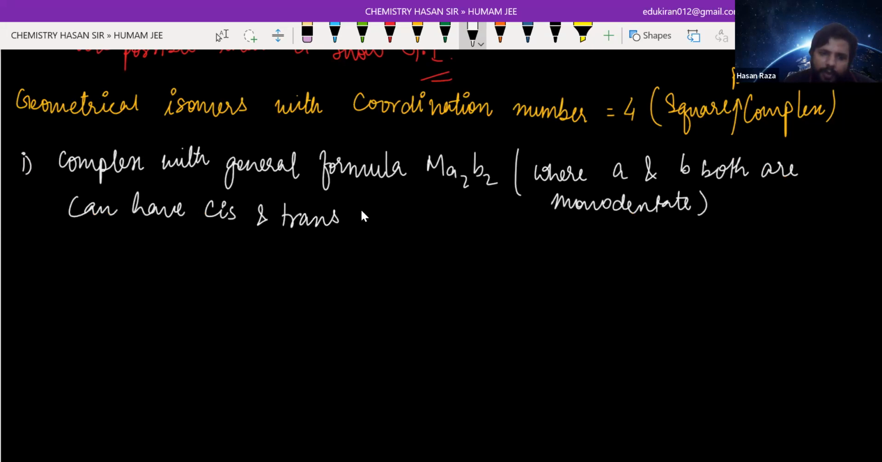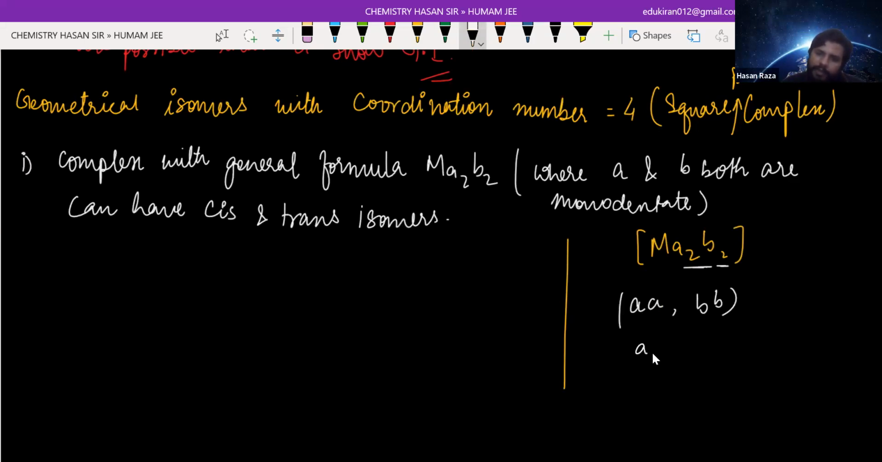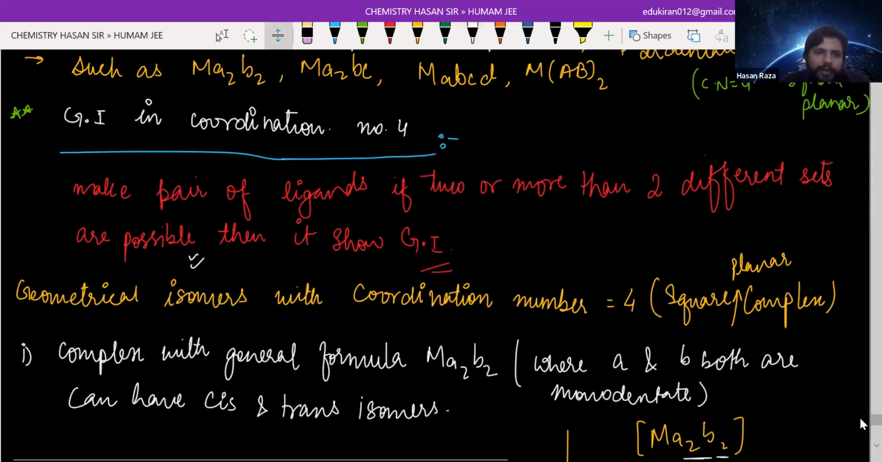Cis and trans isomers. Now, whenever this type of question comes, what you need to do: you can see here that it is Ma2B2. This is the complex compound. There are four ligands, so you are going to make pairs of them. AA I can write, and this is your BB. And here it is AB; I can interchange it, and it will be AB. So you can see there are two types of different pairs, and this red point that I had written is very important. As I told you, I did a star mark here.